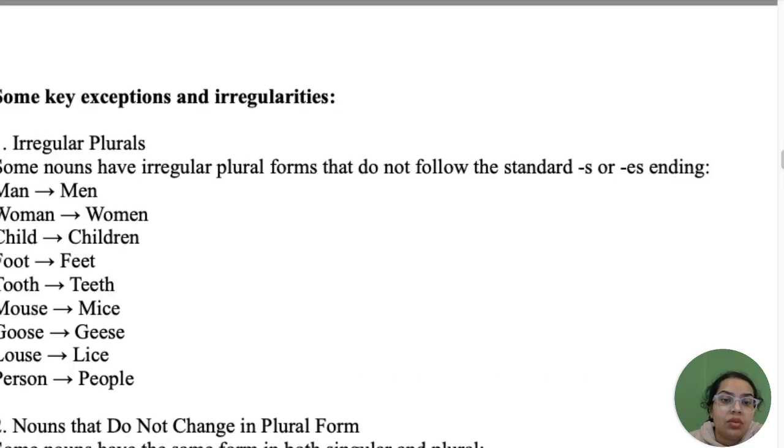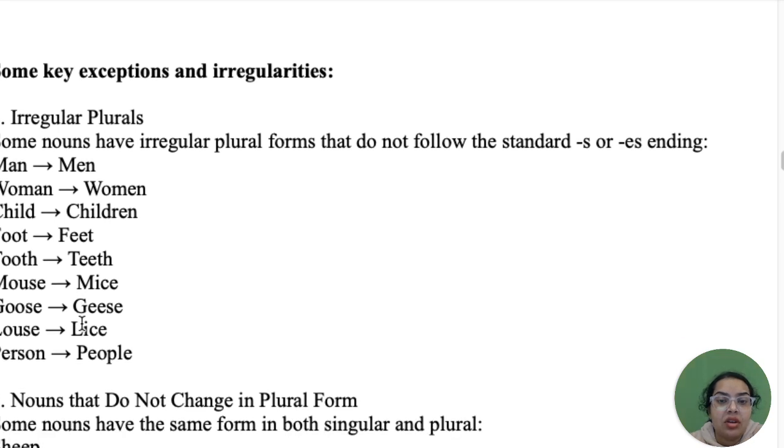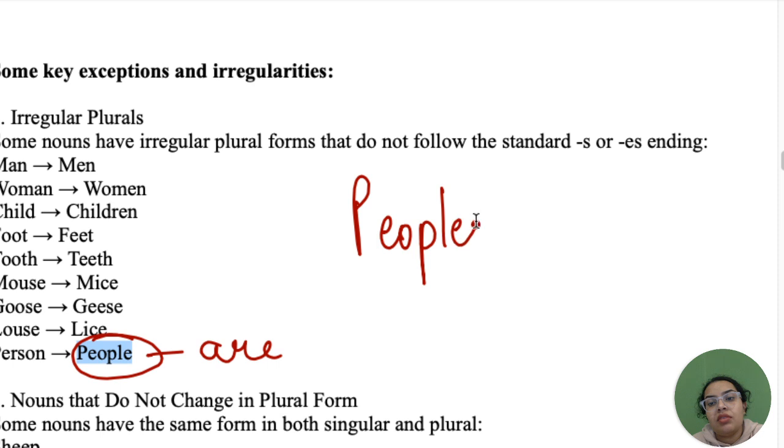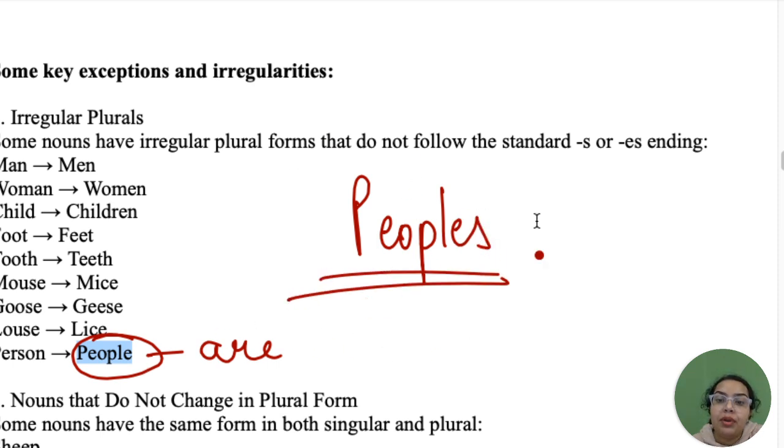First I need to do some exceptions. So irregular plurals, here is the list for you. You can go ahead and read them whenever you want. I'm not going to spend time on this. People, the word people is plural and it is always treated as plural. So people are. You also get to see the word peoples, which is absolutely correct. This is not the plural, but this word means I'm talking about people from many nations, different territories. That is the place where I use the word peoples.